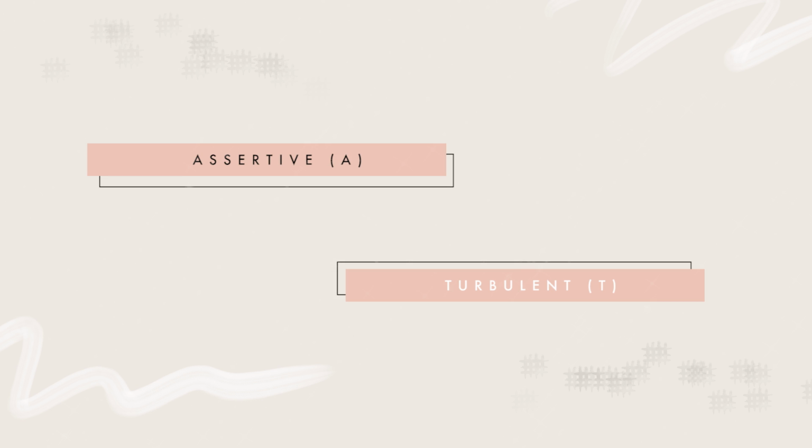Since we're here, there's also a bonus letter that they've added to the end that's between A or T. So that stands for assertive or turbulent. This one is all about confidence, how confident we are in our abilities and our decisions. So someone who is assertive is more self-assured, they're more confident in themselves and their abilities, their decisions, and they tend to not push themselves as hard. They tend to not stress out as much.